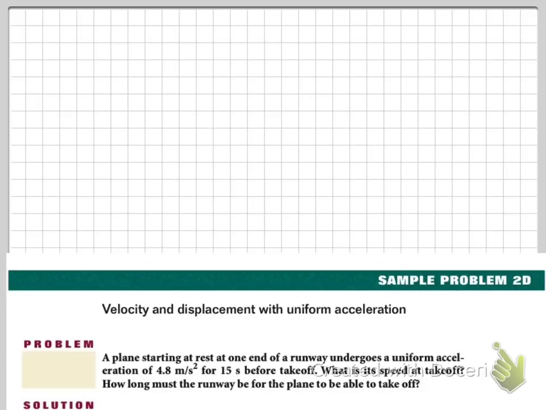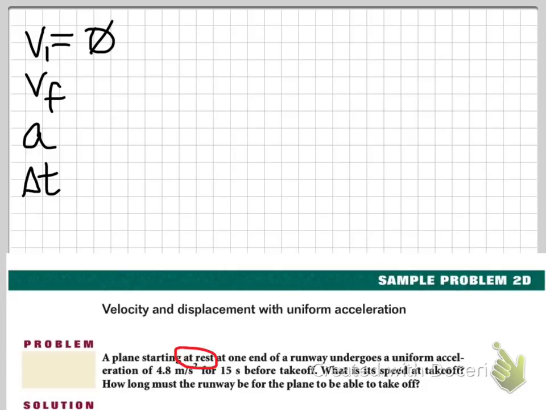So we're really asking two things here. Let's list the variables we have for the first one. The first four variables that we're starting with are vi, vf, a, and delta t. What's vi? Well, the plane is at rest. vi is equal to 0 meters per second. Final velocity is actually what we're being asked about in the first part of the problem, and we're given an average acceleration of 4.8 meters per second squared for an interval of 15 seconds.